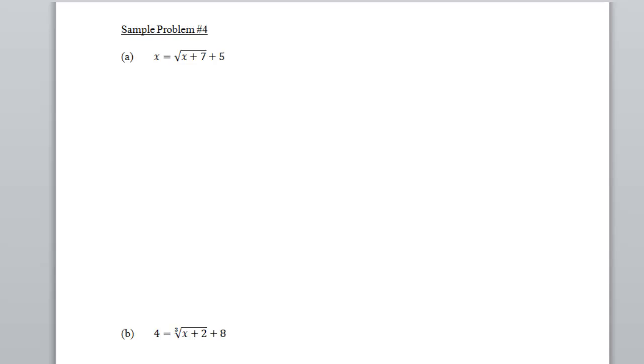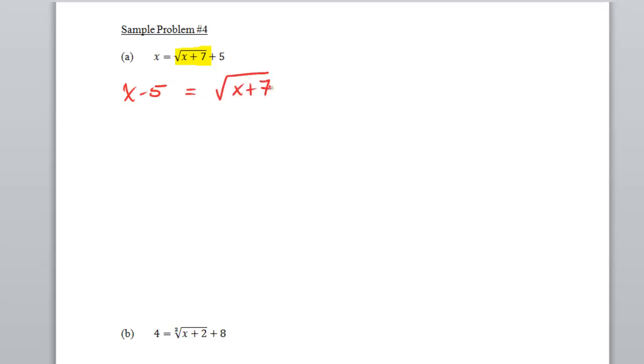For our final sample problem here, we'll take a look at a couple different variations that you may run into. So go ahead and give sample problem number 4, part A and B, a try, and then come back and have a look at the explanation. So you can see here, again, we have a radical, and what we're really attempting to do is still isolate that radical. Now, in doing that, I'm going to subtract 5 from both sides.